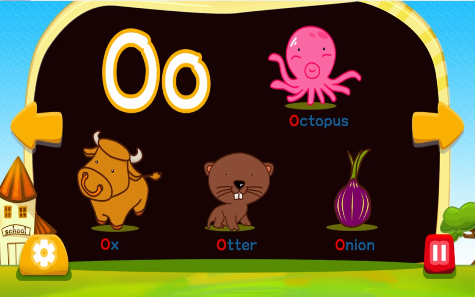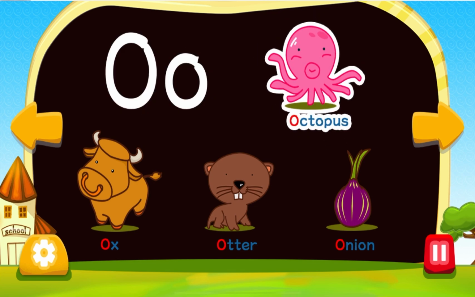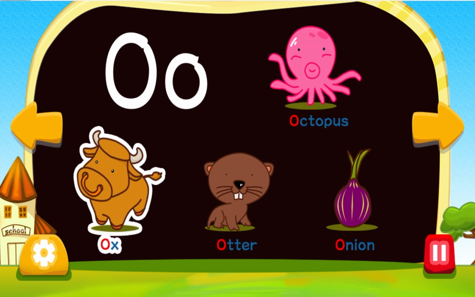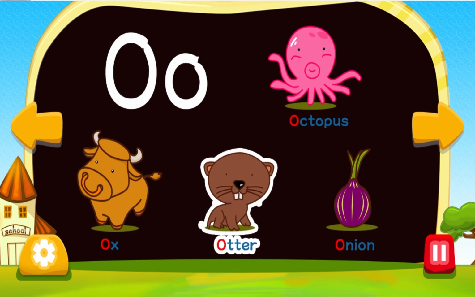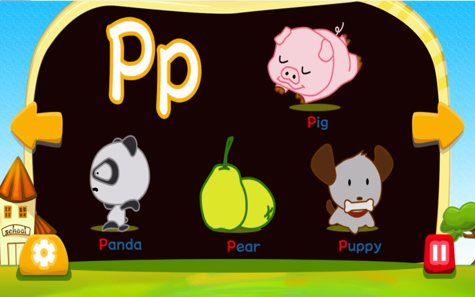This is the letter O. Sound of the letter O. Ah. Point and say. Octopus. Ox. Otter. Onion.